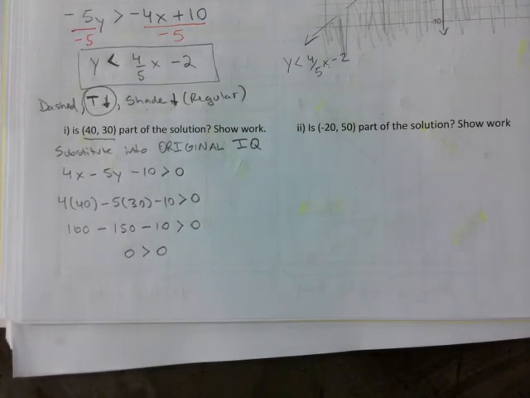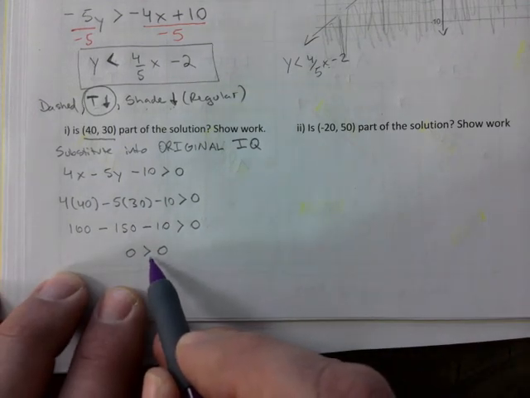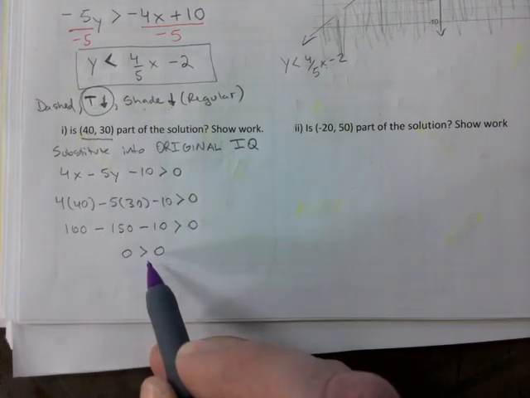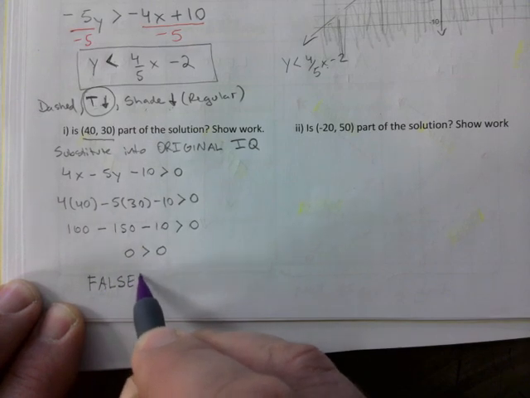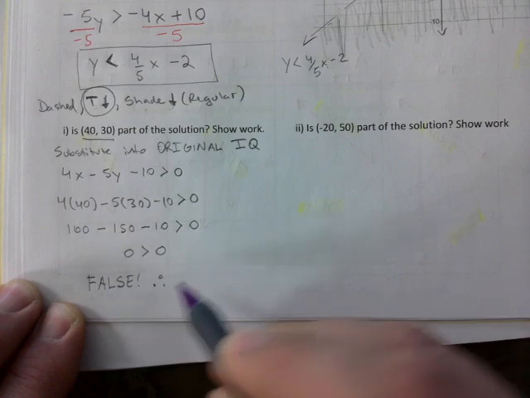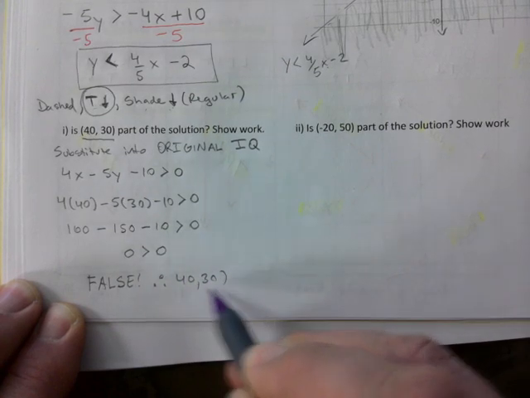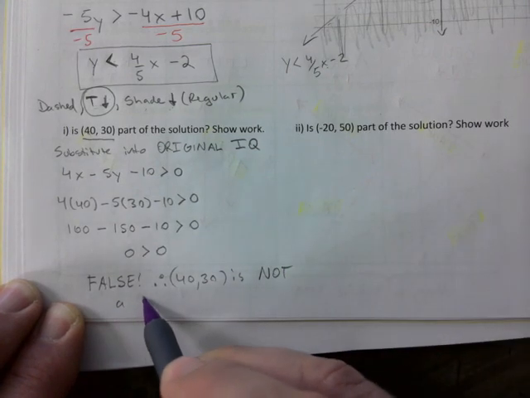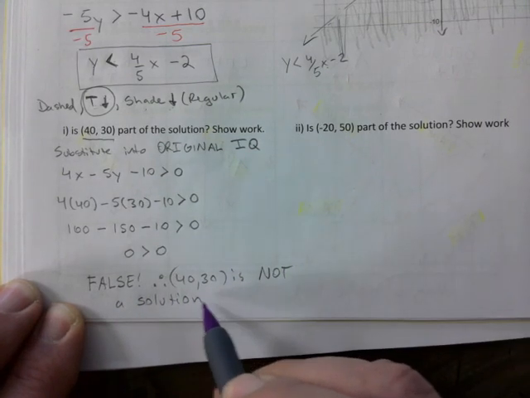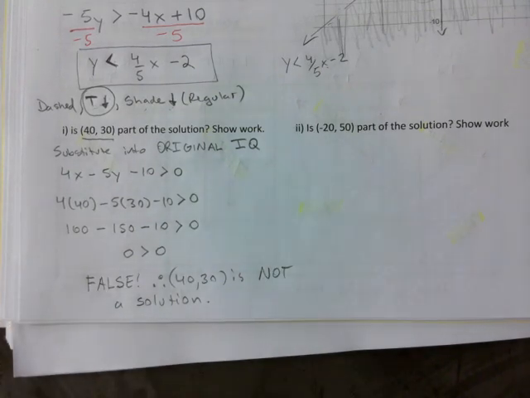That's a false statement, correct? I just need you all to agree, it's Monday morning. If there had been an equal sign here, it would have been a true statement, but there isn't one, so this is false. Therefore, 40, 30 is not a solution. You can say it's not a solution, or it's not part of the solution, or it's not found in the solution region. It all means the same thing.